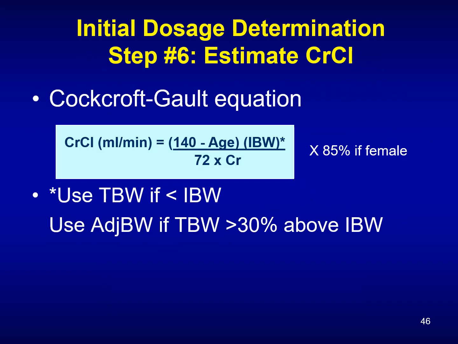Step 6 is to estimate the patient's creatinine clearance using the Cockcroft-Gault equation, which is equal to 140 minus age times ideal body weight over 72 times serum creatinine, multiplied by 0.85 for females. Note, if the patient's total body weight is less than ideal body weight, we should be using total body weight. Use adjusted body weight if the patient's total body weight is at least 30% above their ideal body weight.